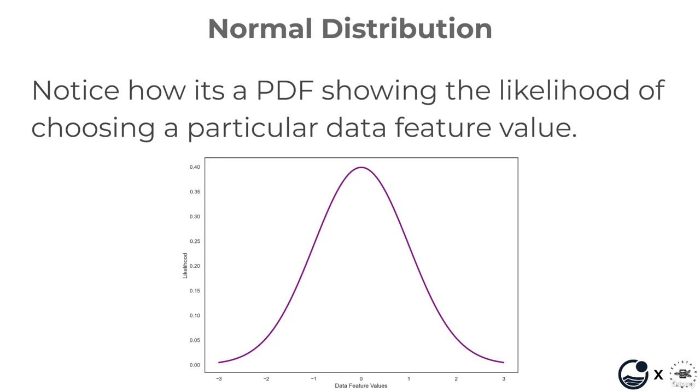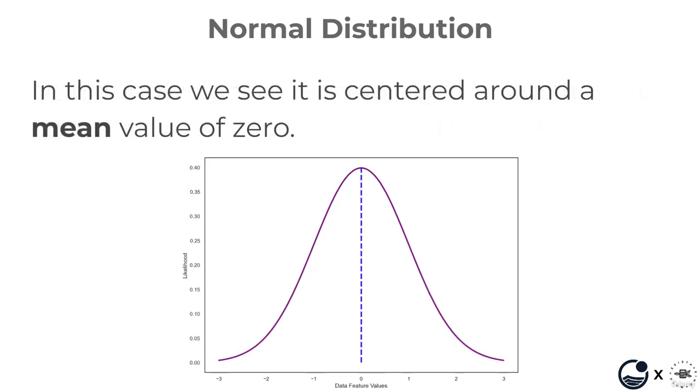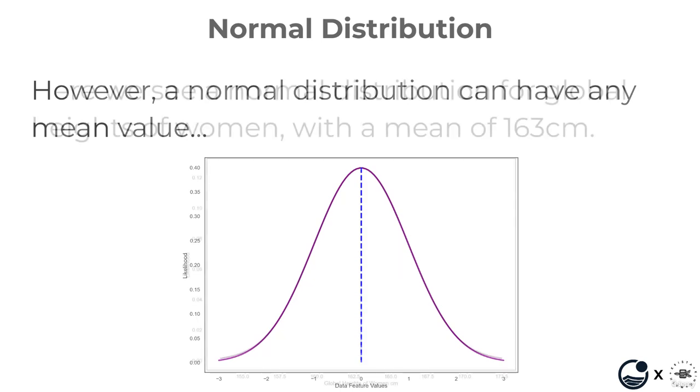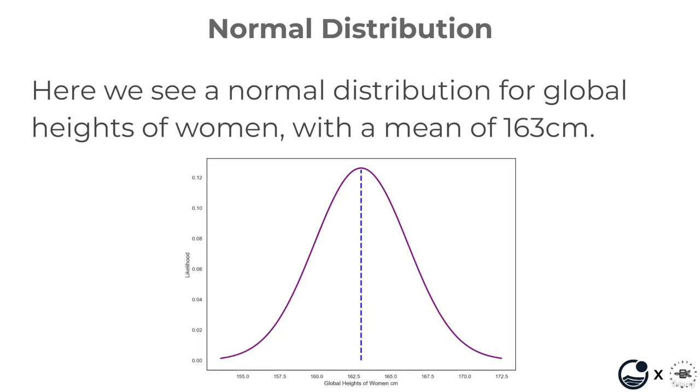Notice how it's just a probability density function showing the likelihood of choosing a particular data feature value. In this particular case, you're actually seeing a normal distribution that's centered around a mean value of 0. However, a normal distribution can have any mean value. So here we can see a normal distribution for the global heights of women, which tend to have a mean value of 163 centimeters.